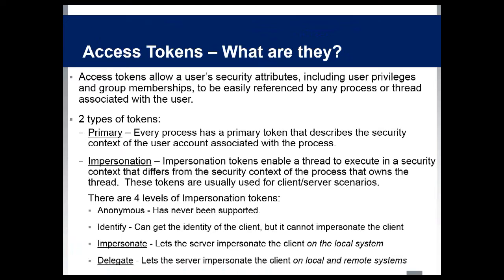The impersonate level token allows the server to impersonate that connecting user only on that local system. The more powerful one, the one that we need to watch out for, is the delegate level impersonation token. This allows the server to impersonate the connecting client on the local system, the server system, but also take those credentials and effectively authenticate and impersonate that user on another remote system. This is what is called the double hop. So we'll take a look at how this works.